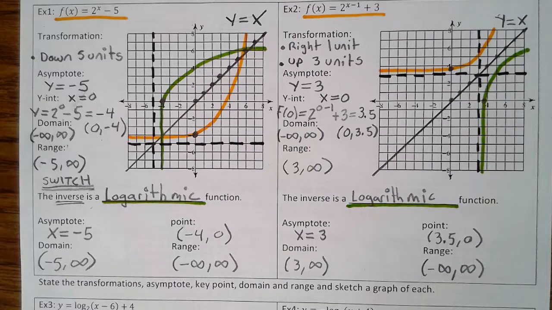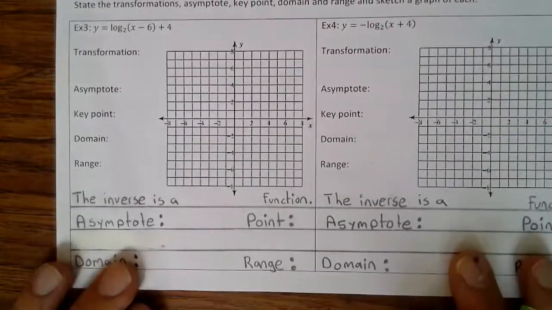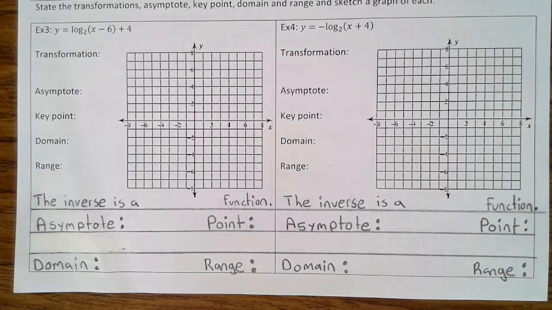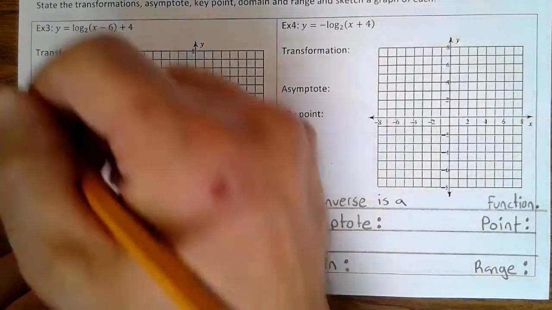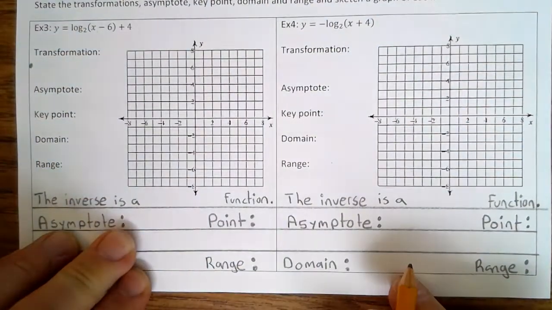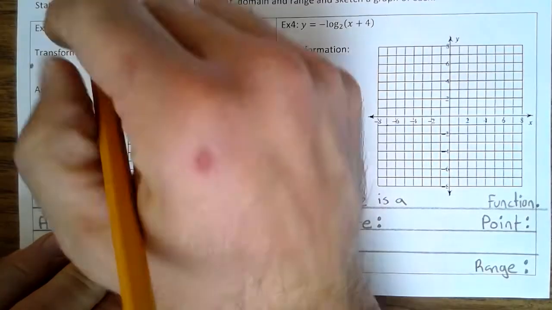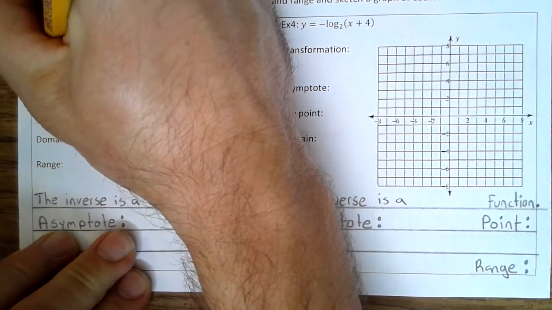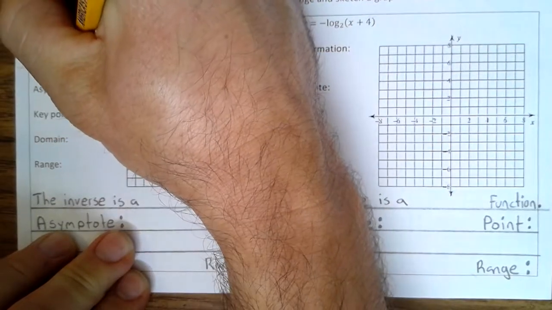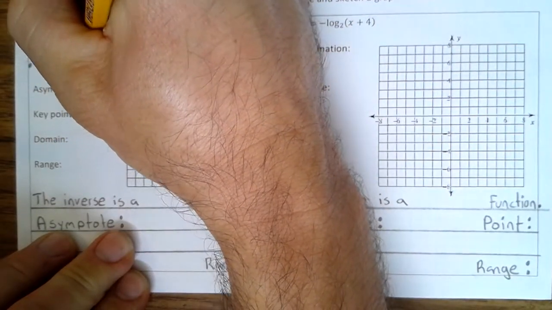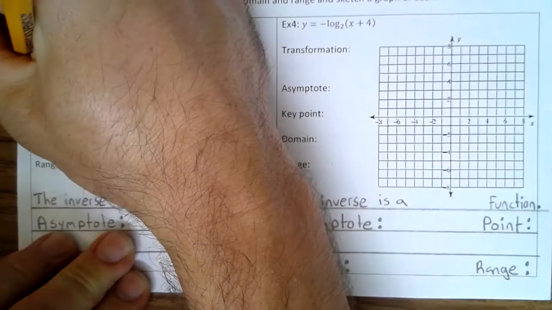All right, so now let's take a look at example 3. So let's first look at the transformation. So the transformations are, in this case, right 6 units, and then up 4 units.